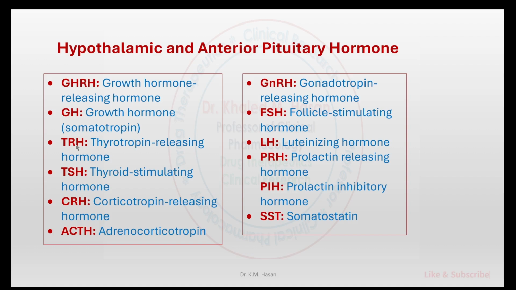TRH is thyrotropin releasing hormone, TSH is thyroid stimulating hormone, CRH is corticotropin releasing hormone, and ACTH works on the adrenal cortex, adrenocorticotropin. Then we have gonadotropin releasing hormone, which is responsible for release of estrogen and progesterone from the ovary and testes. FSH is follicle stimulating hormone, LH is luteinizing hormone, PRH is prolactin releasing hormone, PIH is prolactin inhibitory hormone. Then we have somatostatin.